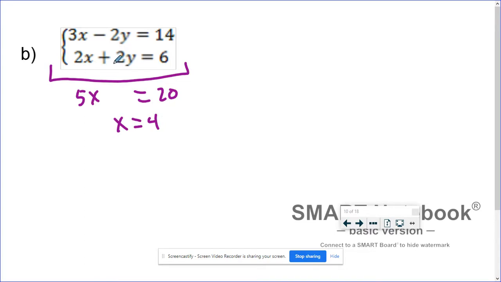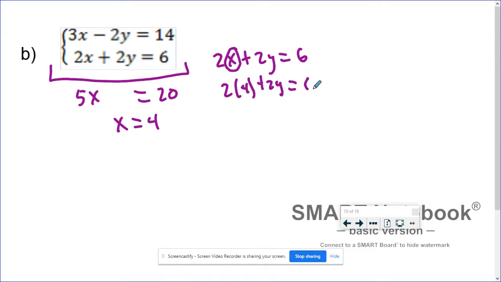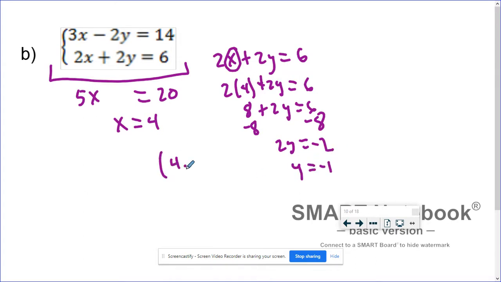Pick one of the equations, the second one, because it doesn't have subtraction and the numbers are smaller. It doesn't matter which one you pick. Same answer either way. I'm going to substitute 4 in for x there and solve for y. You end up with 2y. When you divide by 2, you get y is equal to negative 1. All right, you end up with 4, negative 1. Let me know if you have any questions on that one.